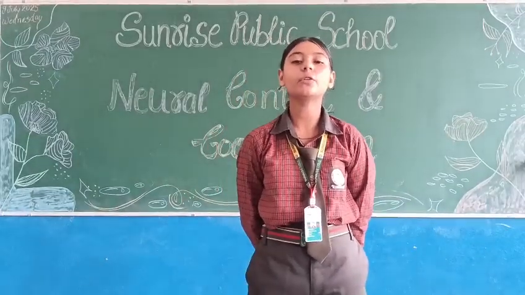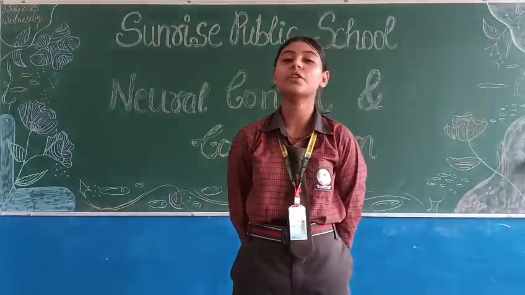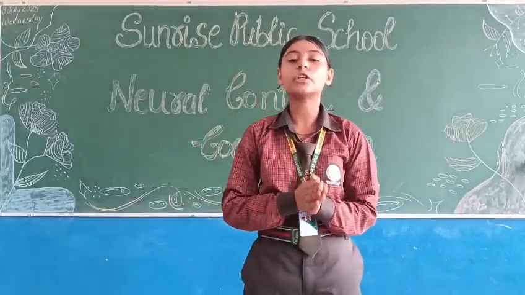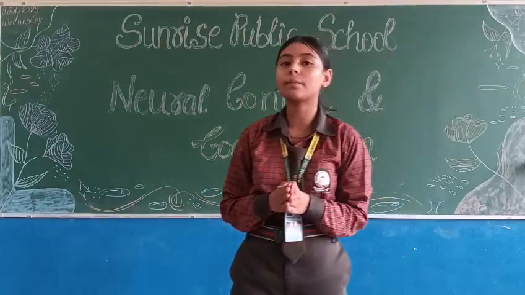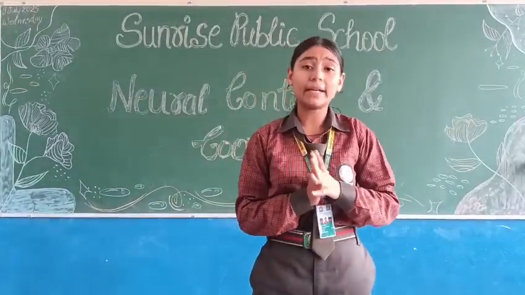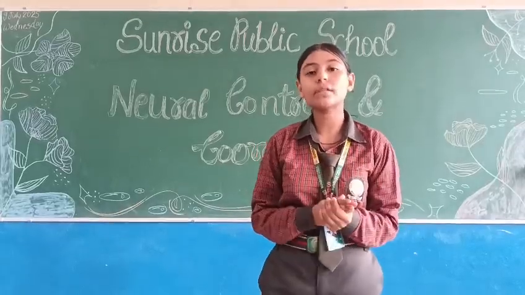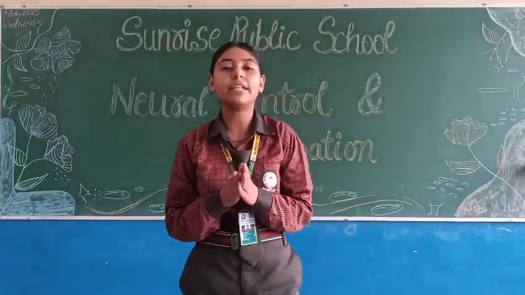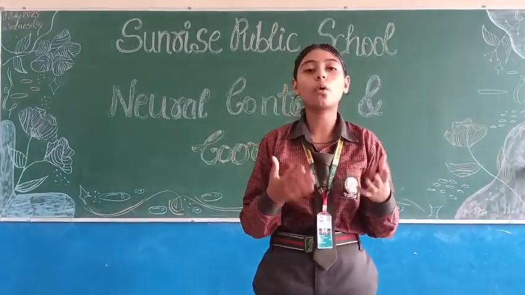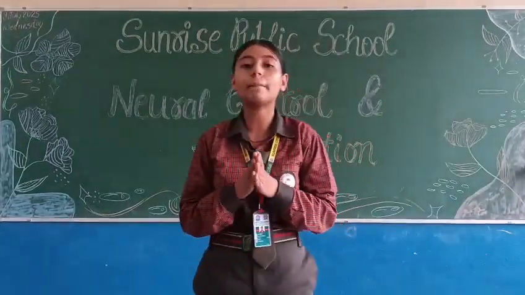Today I am here to present my biology topic, which is neural control and coordination. As we know, the functions of the organs and organ systems in our body must be coordinated to maintain homeostasis. From this, the question arises: what is coordination? Coordination is the process through which two or more organs interact and complement each other.